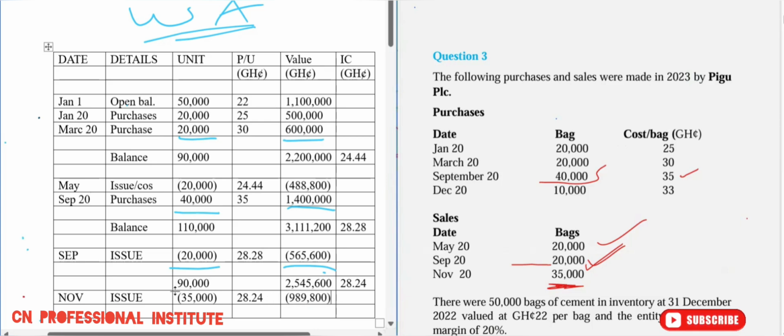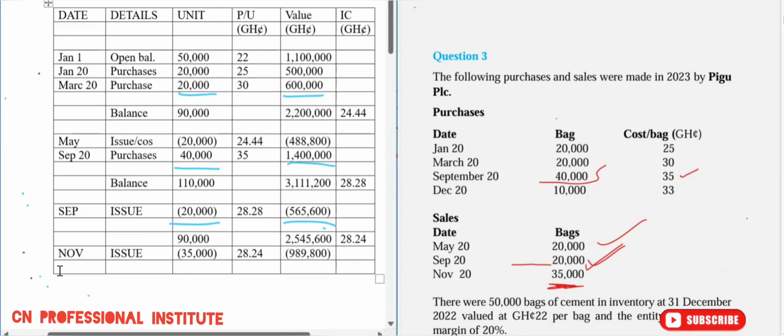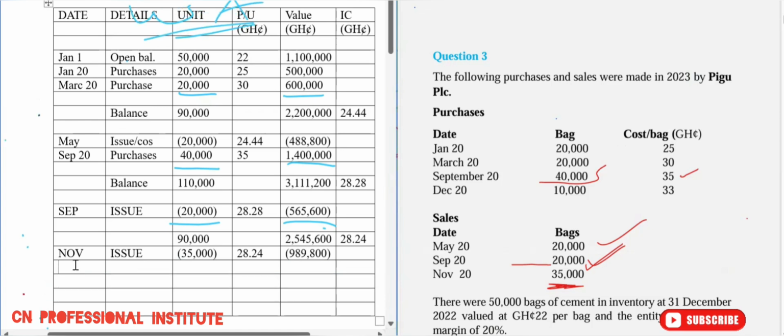800. Okay. And then December, let me see if I can add something to this. And then December, we did the purchases. So December 20, we had purchases. And then how many did we purchase? We purchased 10,000 at 33. So this year, purchased 10,000 at 33. And then that will give us 330,000.